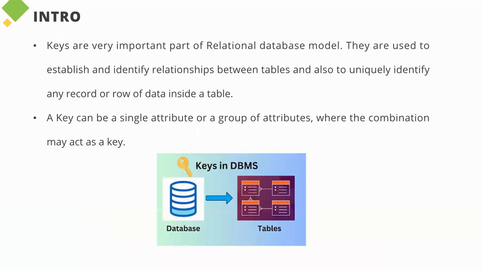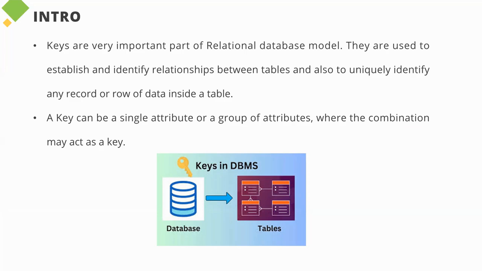So what is a key? Keys are a very important part of the database model. They are used to establish and identify the relationship between the tables and also to identify each row. In this video, you have seen multiple uses of the primary key. What is a primary key? A primary key is always unique data and it won't contain null values. It uniquely identifies each row. In the same way, a key can be a single attribute or a group of attributes where the combination may act as a key.